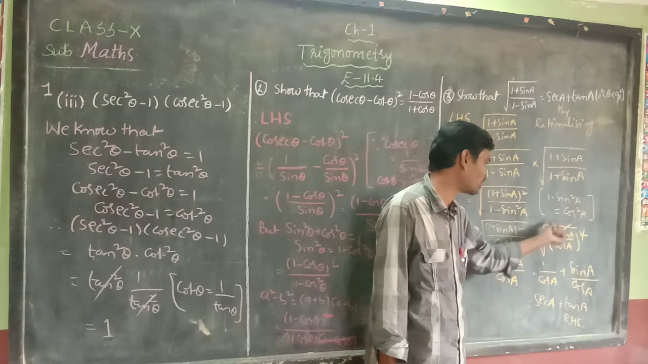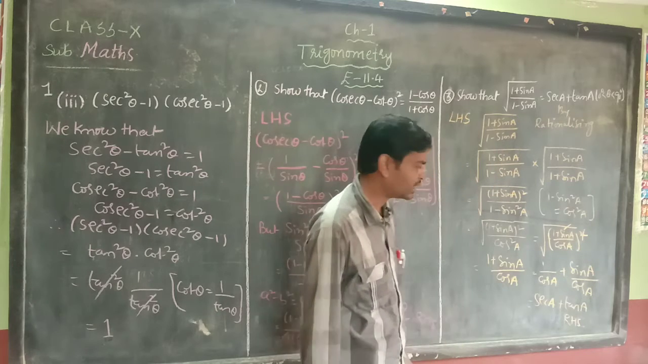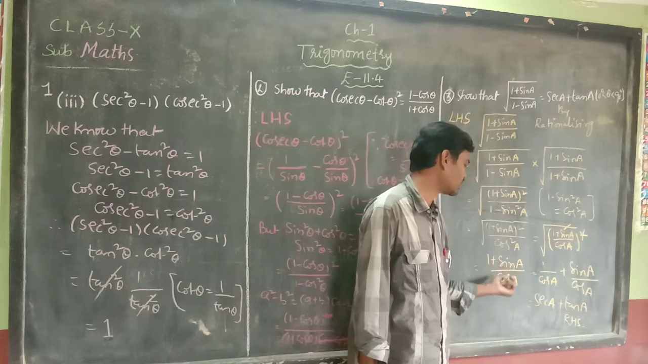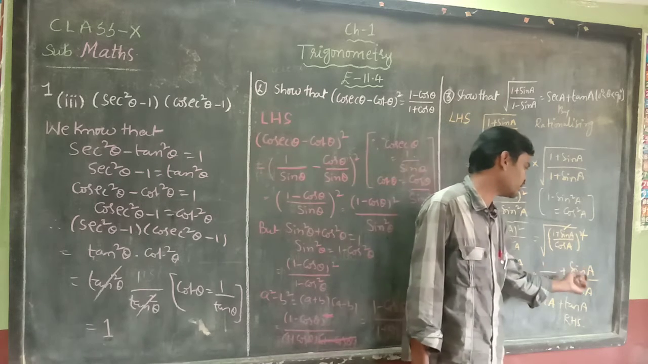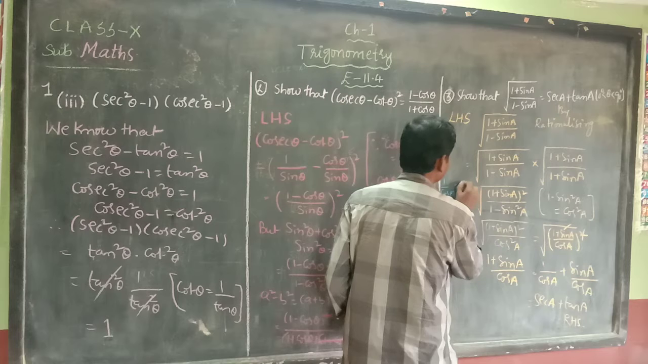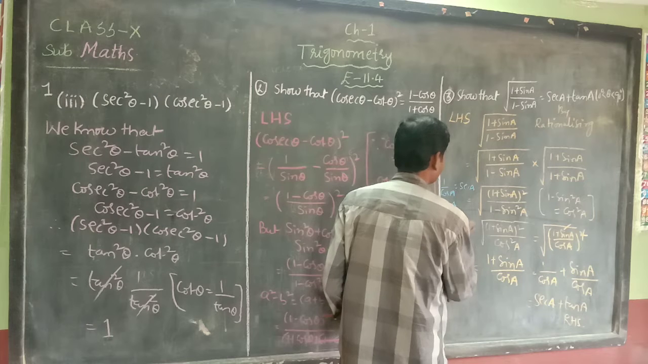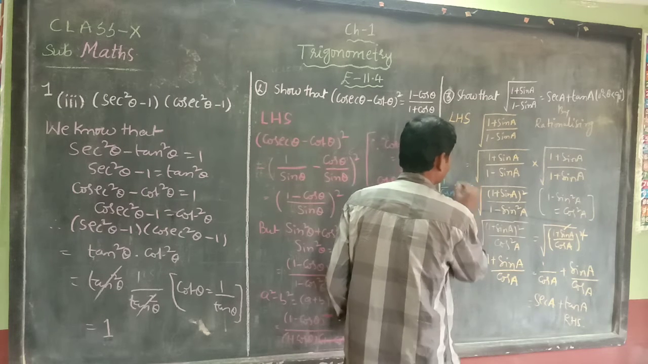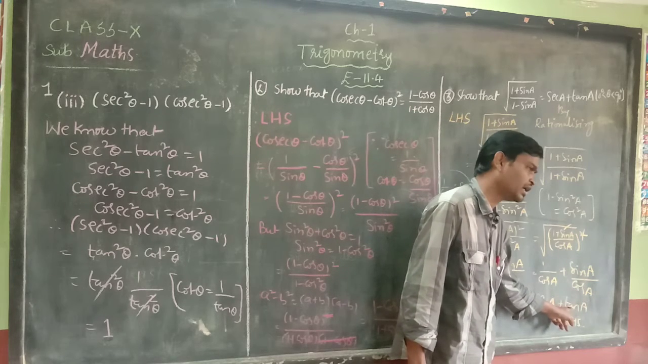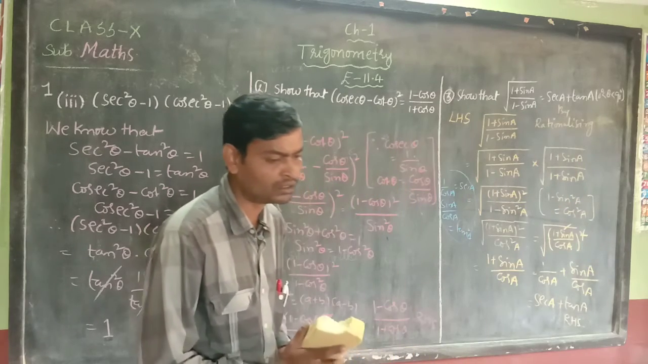This can be written as square root of ((1 plus sin A) by cos A) whole square. Here square and root will get cancelled. If we cancel that, finally what did we get? (1 plus sin A) by cos A. This we write as 1 by cos A plus sin A by cos A. We know that 1 by cos A is equal to sec A and sin A by cos A is equal to tan A. So we substitute this here: 1 by cos A means sec A, sin A by cos A means tan A, which is equal to the RHS. This is the third problem which we have in our book.